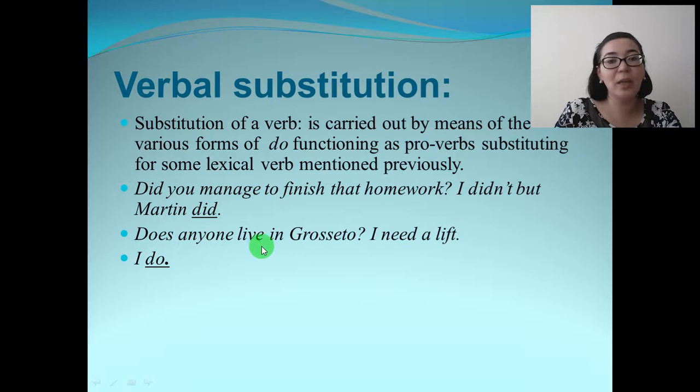Or, does anyone live in Grosseto? I need a lift. I do. So "do" here substitutes "need".